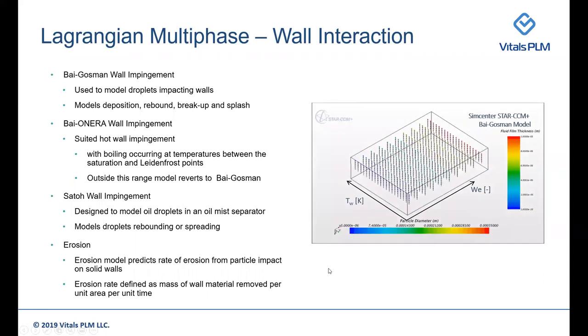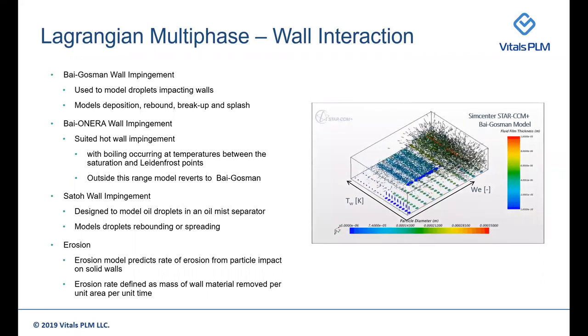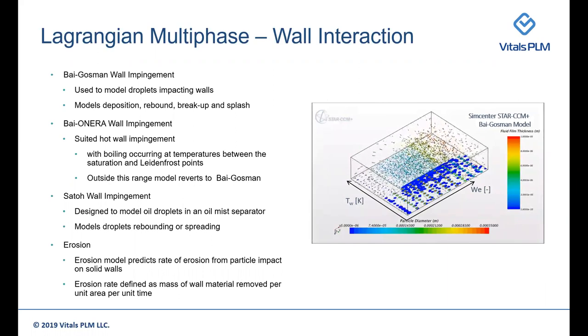Here we see this example where on one axis we see the wall temperature, and on the other axis we see the increase in the Weber number. As we move from the smaller Weber number to the higher Weber number, we can see all the physics happening out of the wall impingement. At the lower Weber number, it's just deposition. And as it moves towards the higher Weber number, it is possible to model the rebound, breakup, and also the splashing of the deposited film, which is a result of a droplet impinging on the wall.